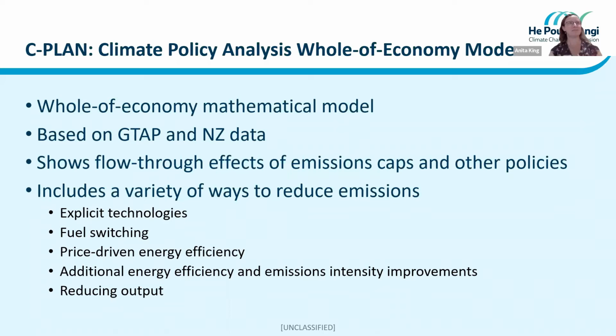What makes this model a little bit different from some of the other modelling that we've seen in New Zealand in this space is that we've got quite a few ways that we can reduce emissions. So we've got some explicit technologies in there, things like electric vehicles. We can switch between different fuels. We can get energy efficiency through price changes. We can also put extra energy efficiency into the model from outside. And then if all else fails, and it usually is when all else fails, then we can reduce the output of a sector. All these ways can contribute to reducing our emissions. And most of them don't have a very big impact on GDP.